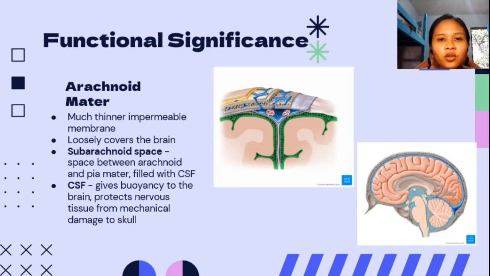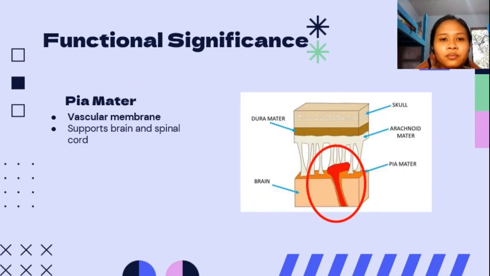Next is the arachnoid mater. This is much thinner than the dura, but it is impermeable. An important potential space here in green is the subarachnoid space between the arachnoid and pia mater. This space is filled with CSF, which gives buoyancy to the brain, and it also protects the nervous tissue from mechanical damage from the skull.